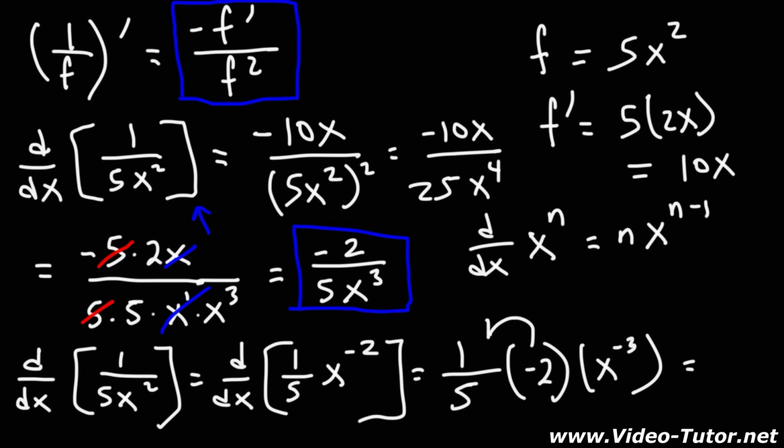So the negative 2 is going to go on top of the fraction. The 5 is going to stay on the bottom. So we have negative 2 over 5. Now, x to the negative 3, once we put it to the bottom, it's going to become x to the positive 3. And notice that we get the same answer. Now, using the power rule, we could get the answer a lot faster. But nevertheless, the reciprocal rule works as well. So it gives us the same answer.